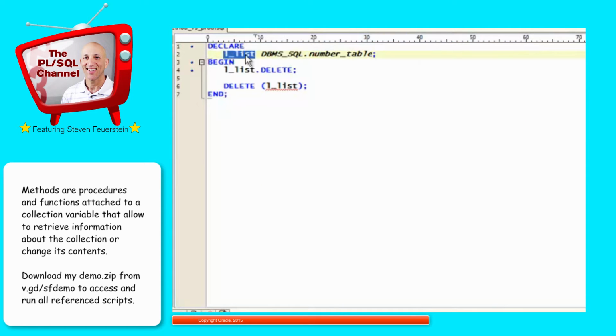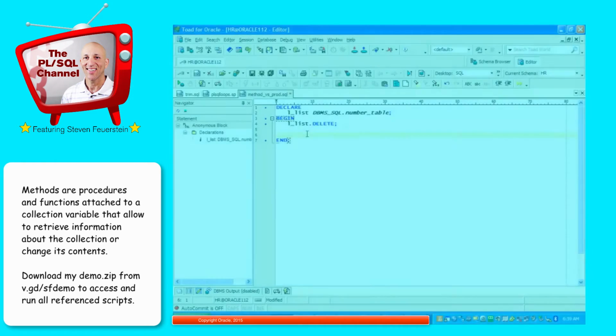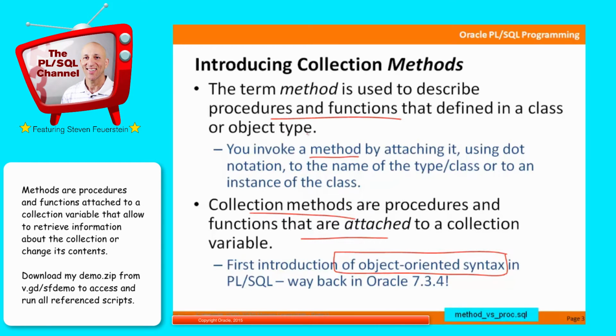Here's a declaration of a variable based on a predefined collection type in the DBMS SQL package. Now the delete method, which I'm going to talk about in more detail shortly, is attached to the variable using dot notation. Procedural approach would be to call the delete procedure and pass it as an argument, the collection. So in PL/SQL this is not what you do. Instead you attach the method to the variable itself and then it performs the operation on that variable collection. So that's the difference between a method approach and a procedural approach.